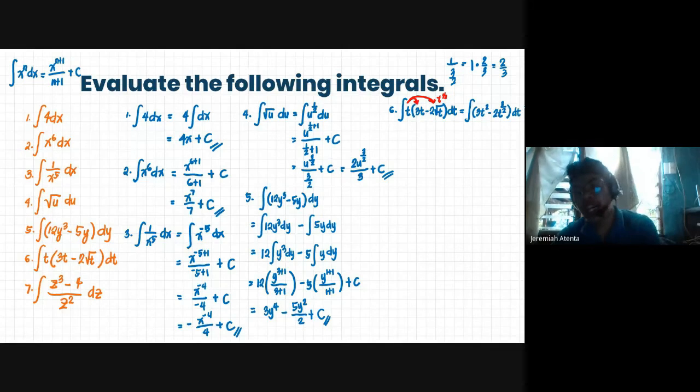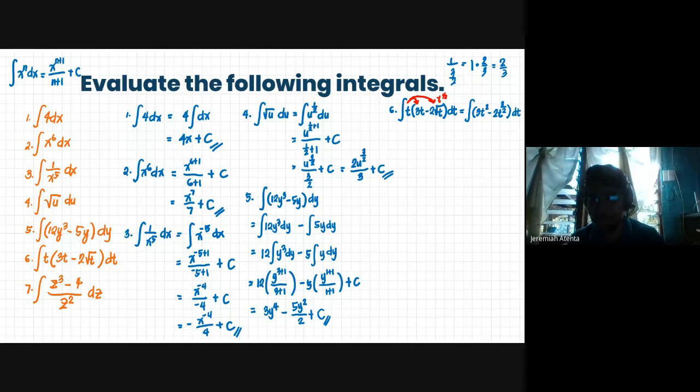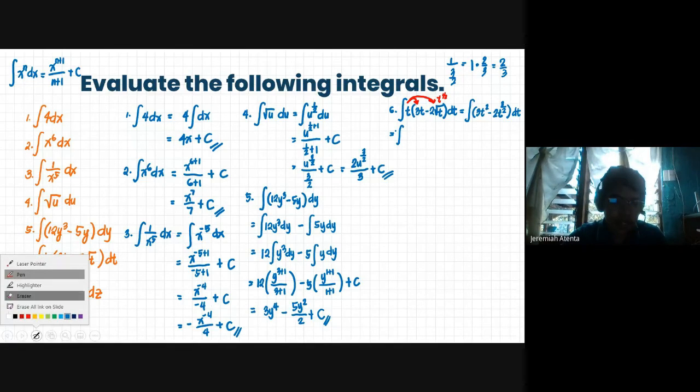Then you have dt. Then after that, we will now apply theorems C and D. So this will now be equal to the integral of... Sige, erase, erase, erase.